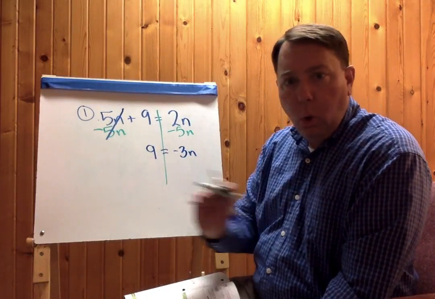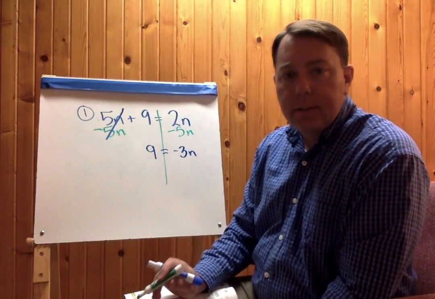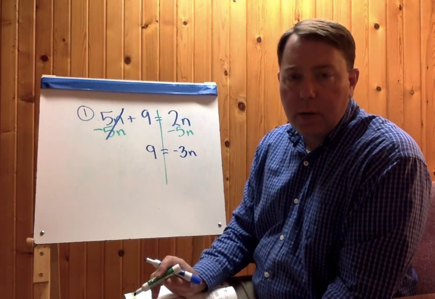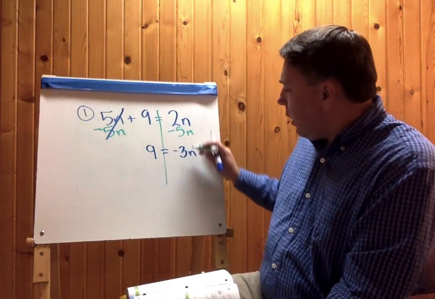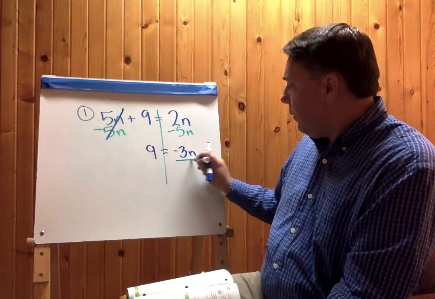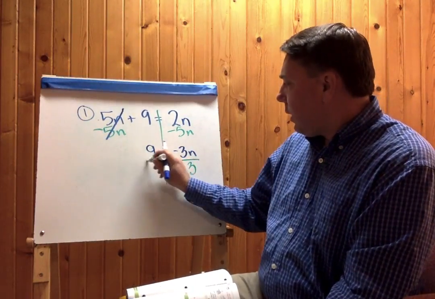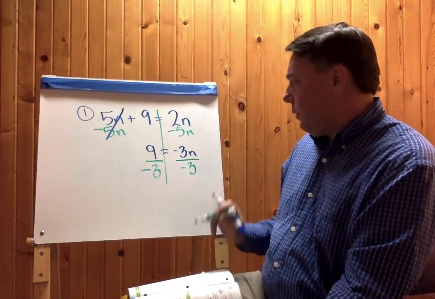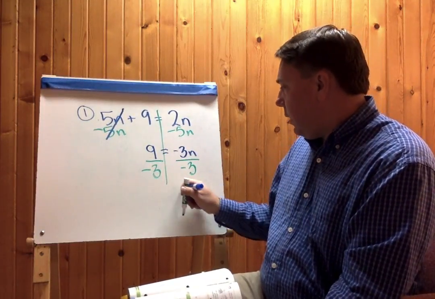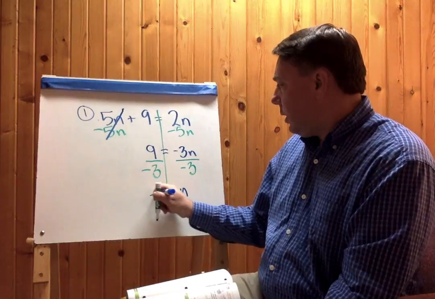Now your whole goal here is to find out what n is. You know, n's the missing, the unknown variable. So you've got it isolated over here on one side of the equation by itself. And right now it's being multiplied by negative 3. So the inverse is to divide by negative 3. And when you do that, you get n equals negative 3.